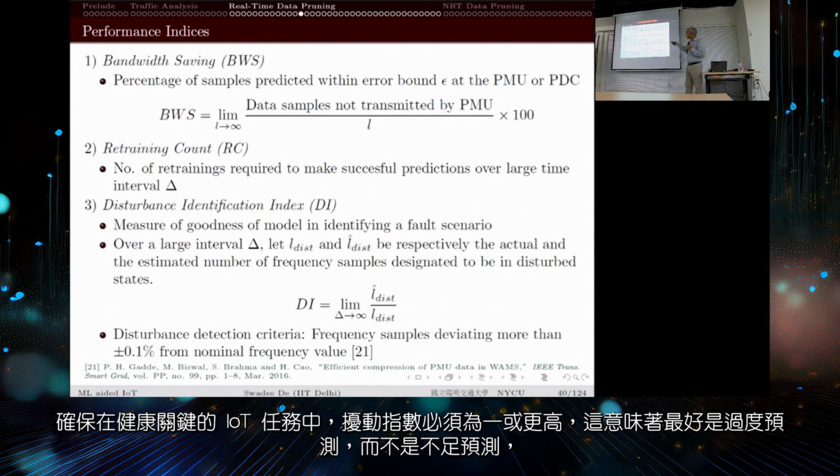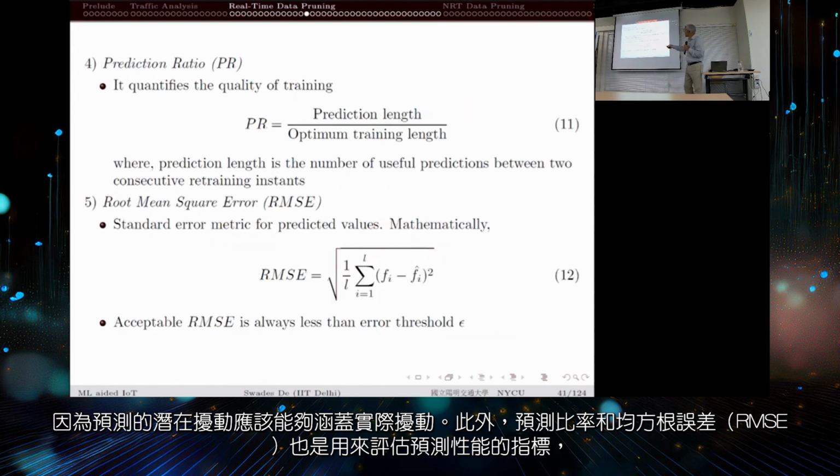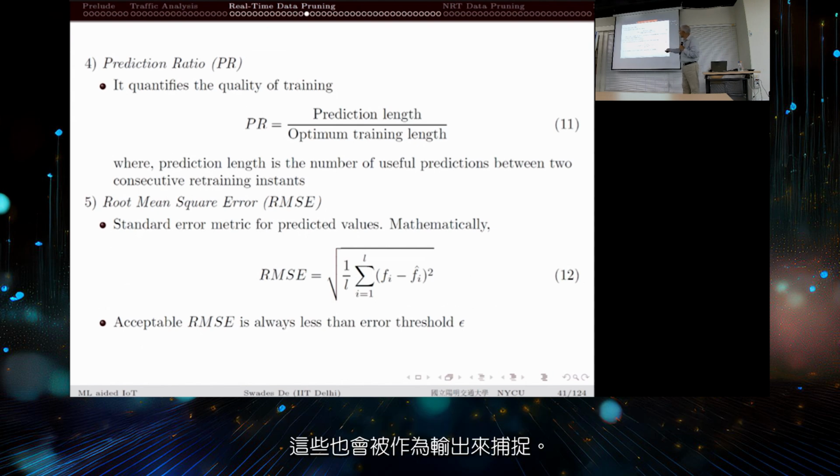Remember that because this is a very health critical task of the IoT device, this disturbance index measure has to be 1 or more than 1, meaning that I should rather over predict, but I should not under predict, because of your predicted potential disturbance versus actual disturbance. Okay. And the prediction ratio and another measure, root mean square error. This is a user measure. This is also captured as an output.